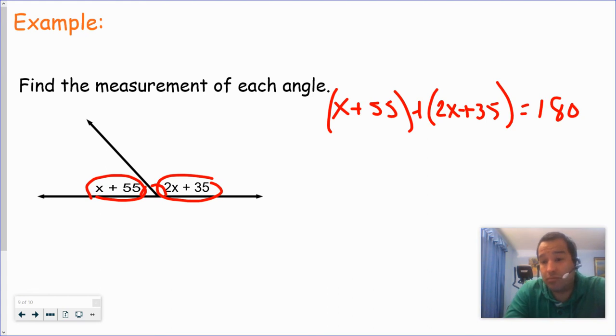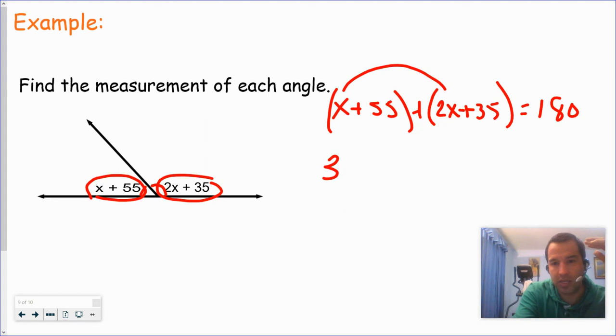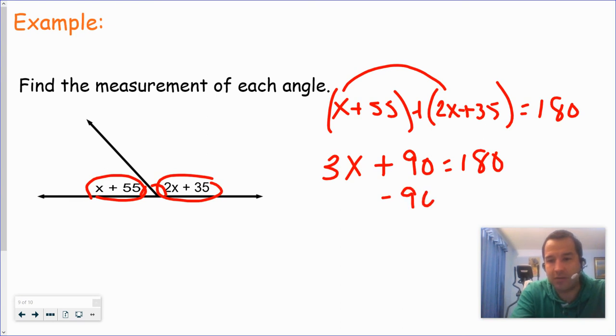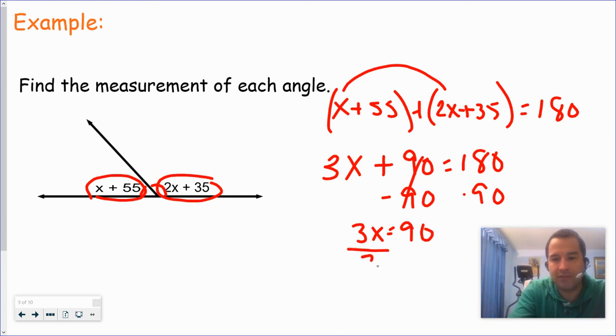Now, since this is all addition, I can use what property? It is the commutative property, and I'm going to add them up in whatever order I want. So 2x plus x would be 3x. That would be the associative property, and then 55 plus 35. 55 plus 35 is 90 equals 180. Then I subtract 90 from both sides, and I get 3x equals 90, divide by 3, and x equals 30.